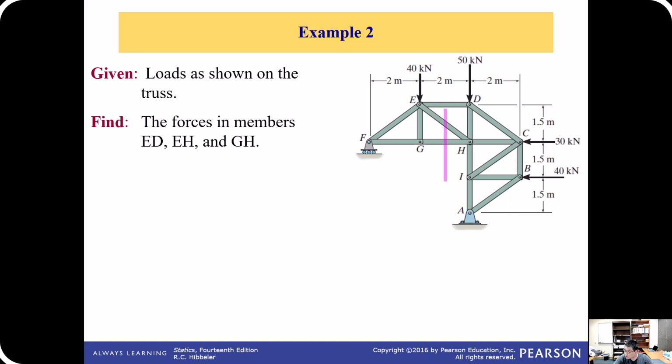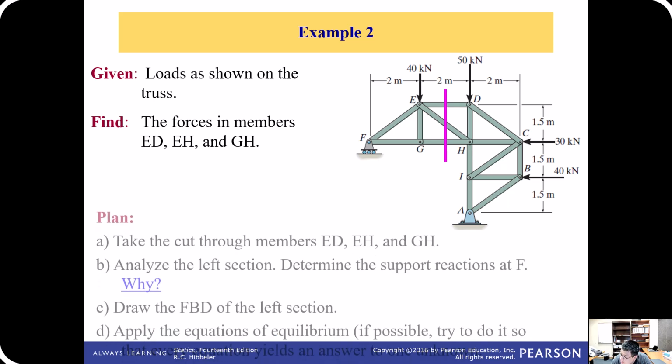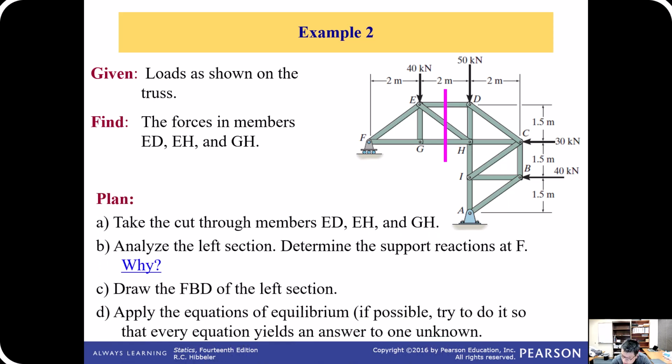I hope you have the same answer as me. You need to cut at this location, because after we cut here, we can solve FED, FEH, and FGH. And then we should select the left section for this problem, because we have fewer forces and fewer members. And also, if you select the right side, the answer should be the same, if your calculation is correct. The only difference is the amount of time you spend on the calculation.